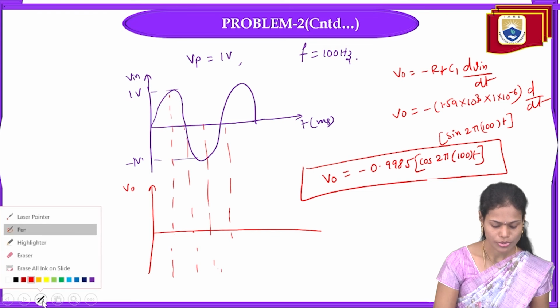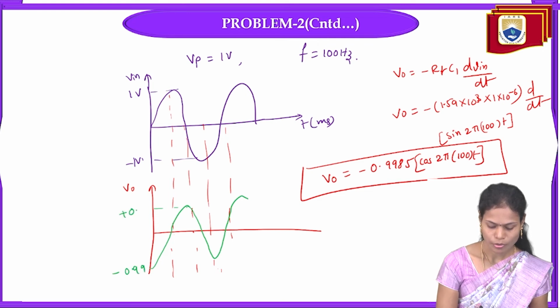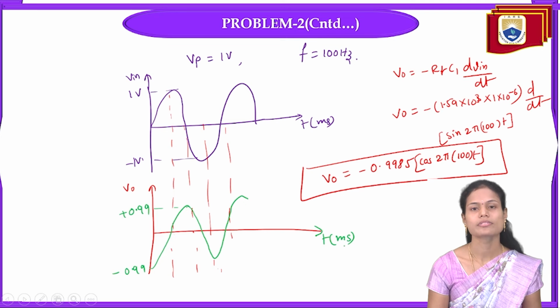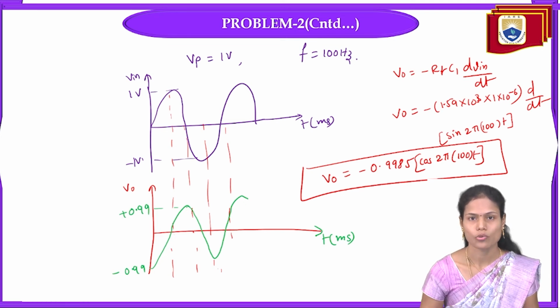So by using this, I can draw my output signal in this way. So this is minus 0.99, this is plus 0.99. And the frequency of both the signals is the same here. Frequency will not change here. In both the input as well as output signals, we will get the same frequency.